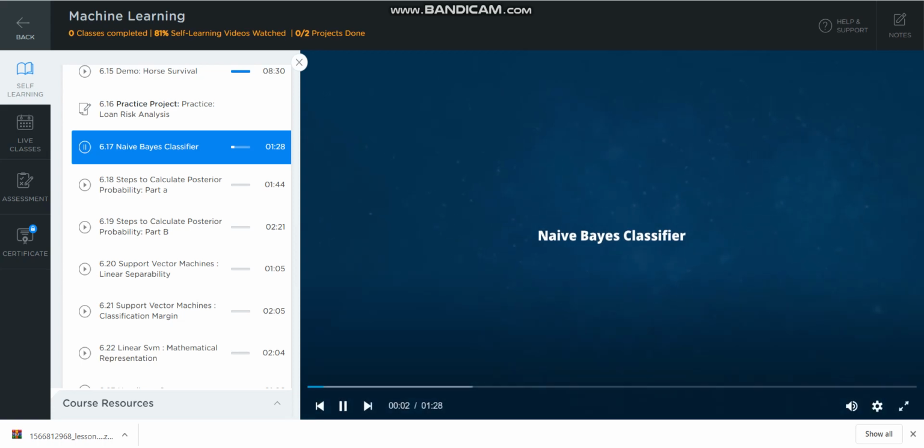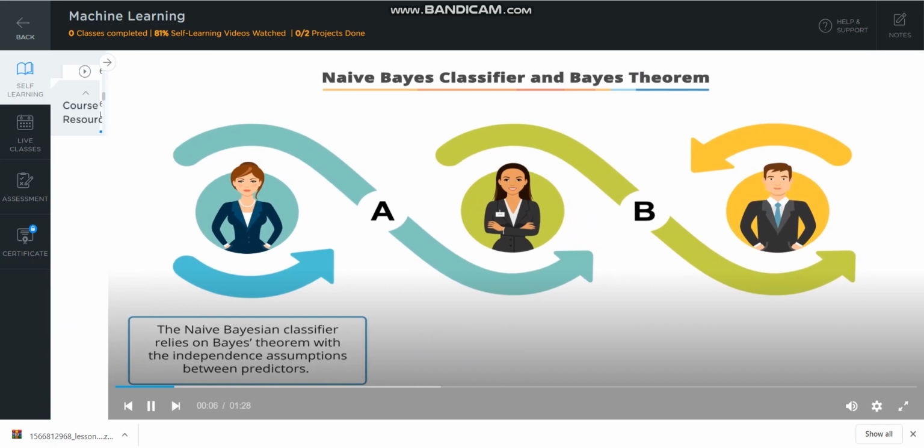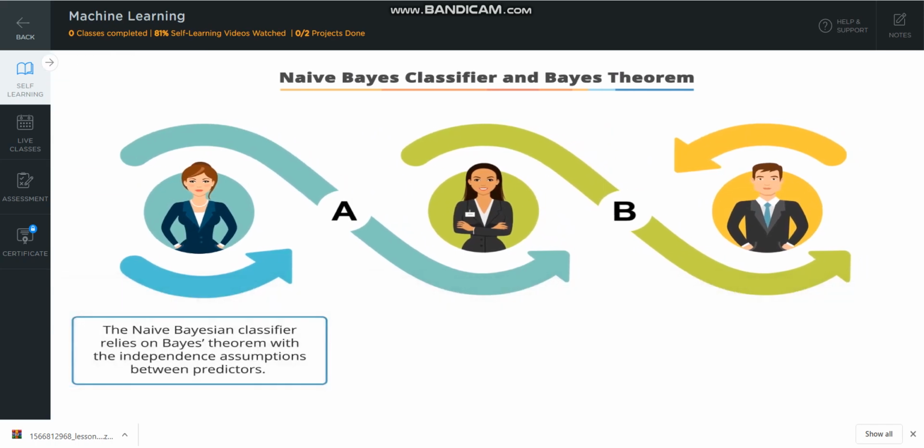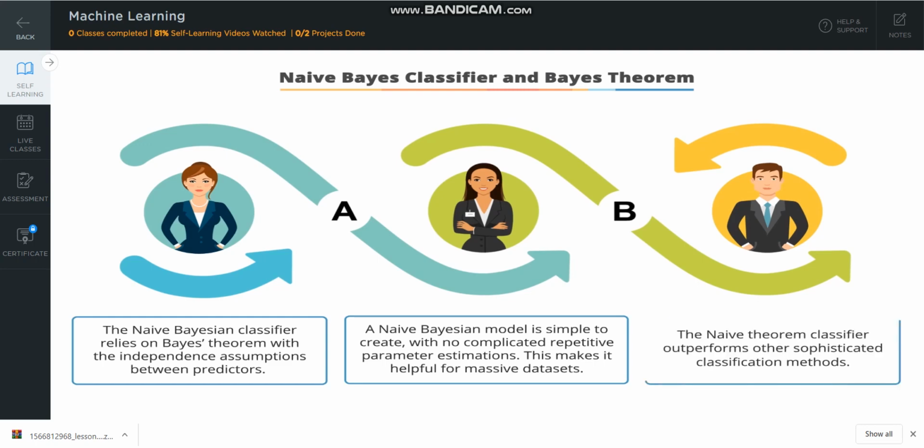And naive Bayes classifier. The naive Bayesian classifier relies on Bayes' theorem with the independence assumptions between predictors. A naive Bayesian model is simple to create with no complicated repetitive parameter estimation. This makes it helpful for massive datasets. Despite its simplicity, the naive Bayes classifier typically does amazingly well and is widely used because it outperforms other sophisticated classification models.